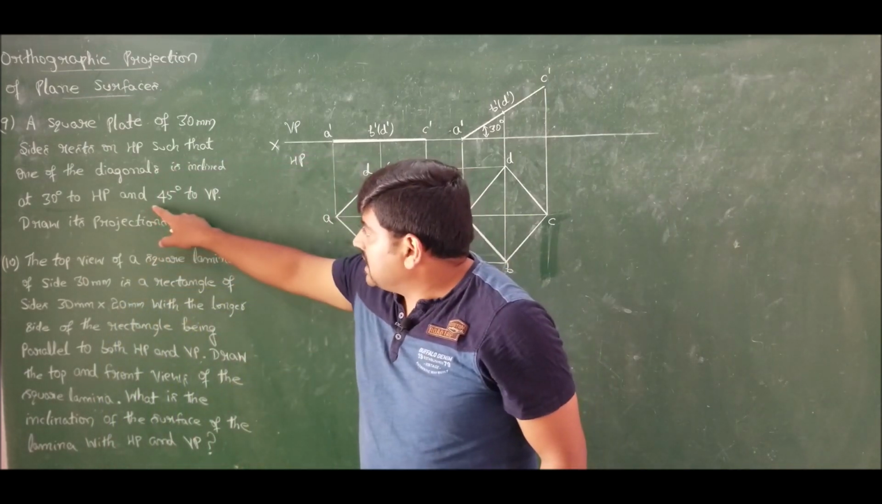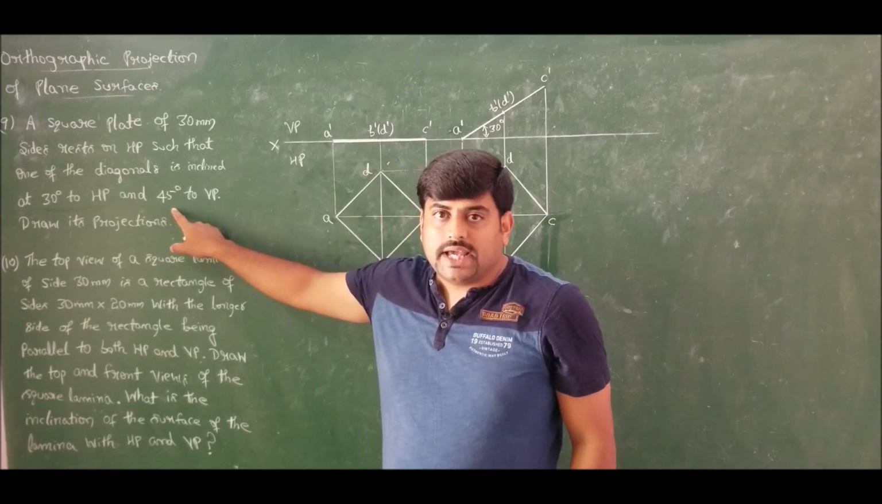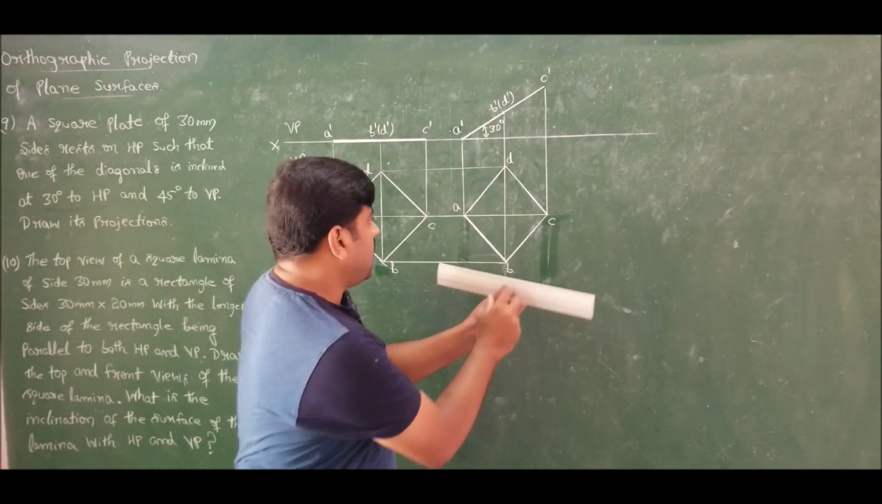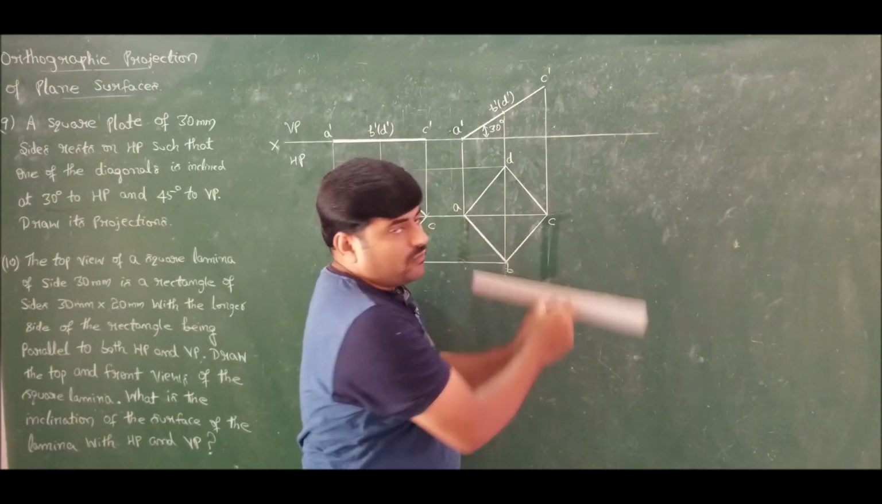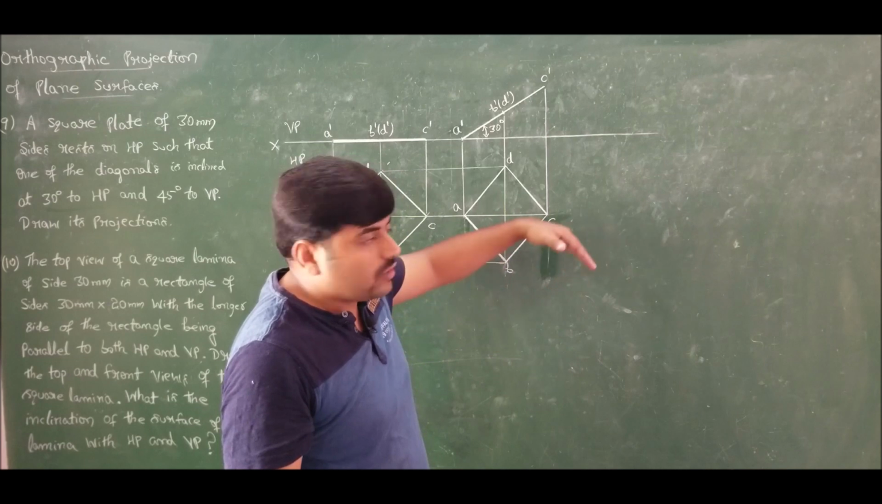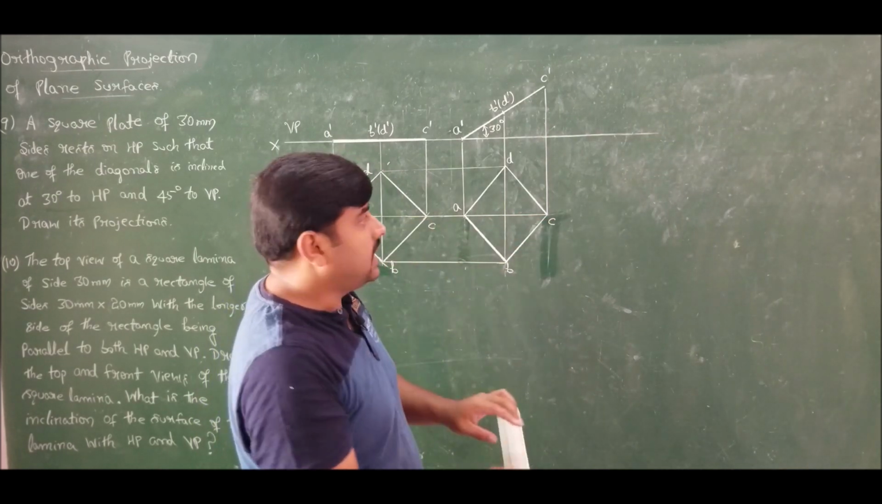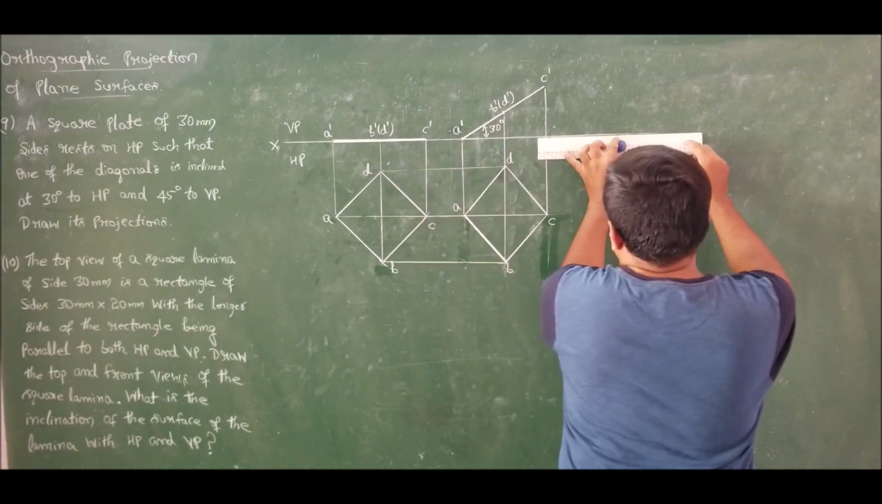What he has given, the inclination is for the original diagonal. Original diagonal is 45 mm. 45 mm should be inclined at 45 degrees to VP, but what I have now is only 40 mm. So therefore I should go for the beta angle. You know how to construct the beta angle. Let me construct once again and explain the construction procedure for the beta angle.